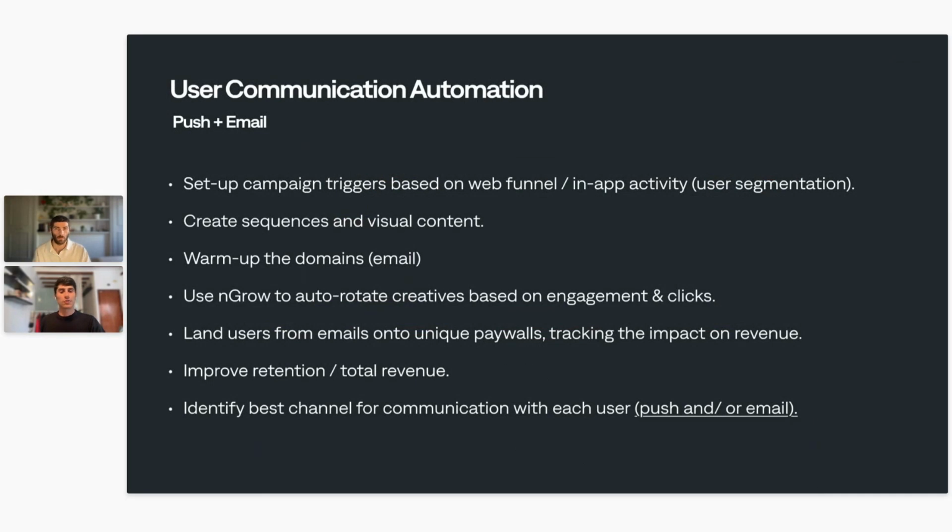It's a whole another webinar that I guess we can run on just the warm up of the domains. Then you can use your system to test the creatives that you already put in place in action number 1 and 2. Land users from emails or from push notifications onto unique paywalls. In case of emails, you can just attach the unique paywall into each email template and see how and where the users come from before they make that purchase.